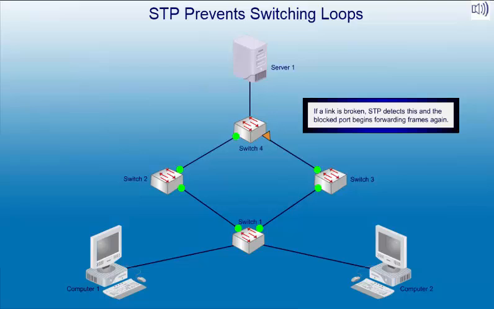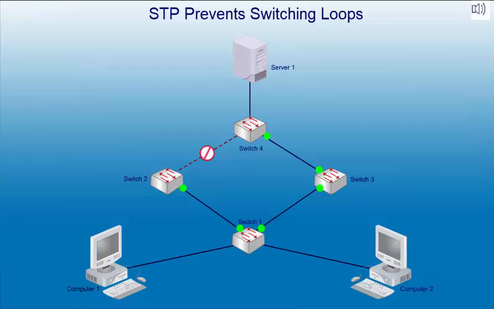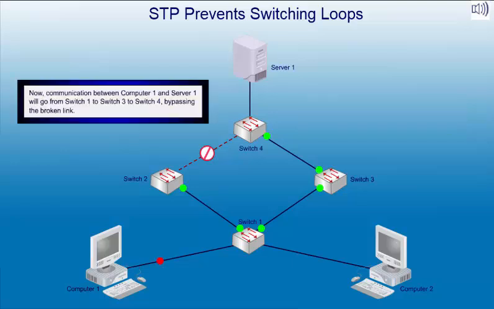If a link is broken, STP detects this and the blocked port begins forwarding frames again. Now, communication between computer 1 and server 1 will go from switch 1 to switch 3 to switch 4, bypassing the broken link.